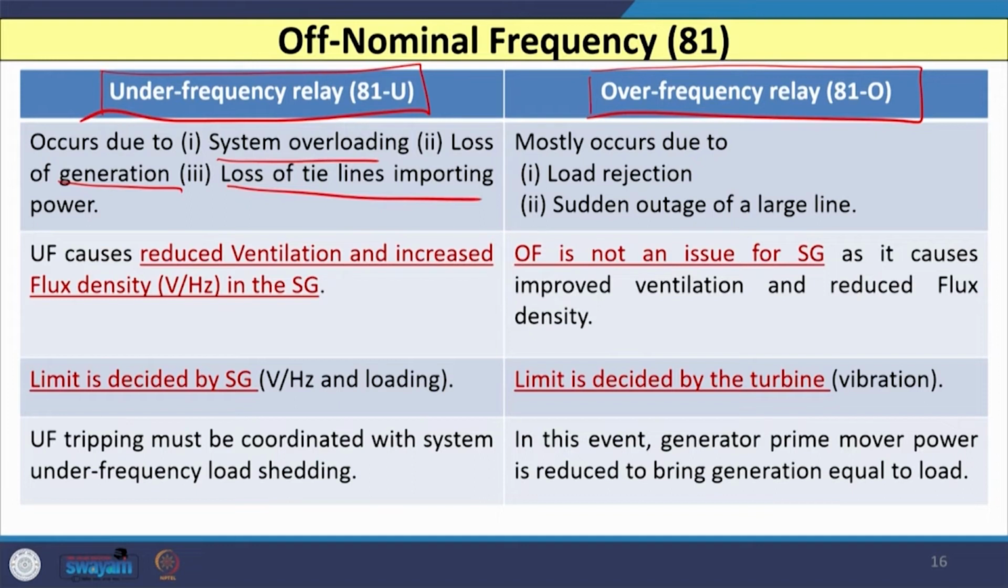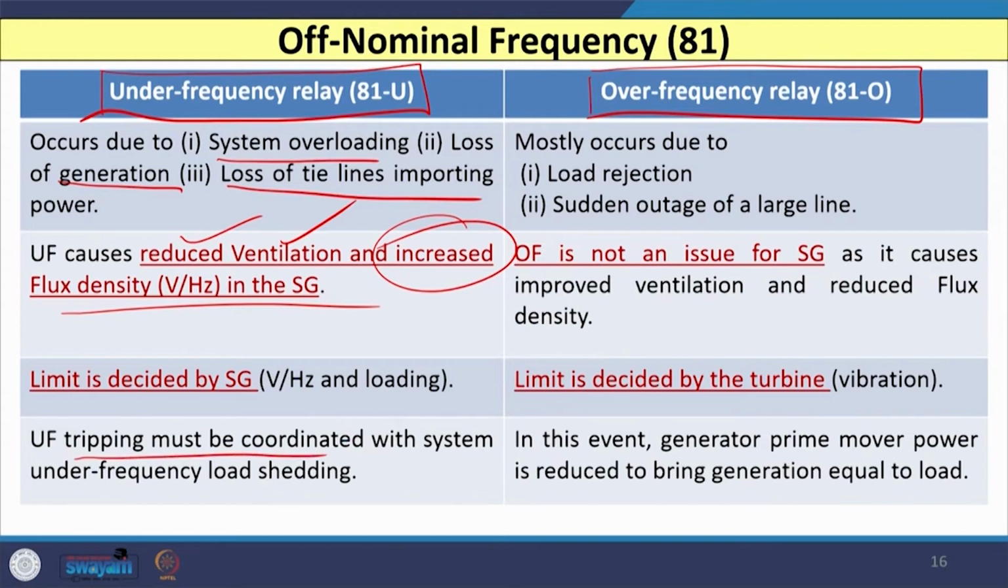So, whenever the under frequency situation is there, that is going to cause reduced ventilation and increased flux density, so V by Hertz in the synchronous generator. This limit is normally decided by the synchronous generator itself. So, the V by Hertz limit is there in the synchronous generator, and based on this and the loading of the synchronous generator we can define the limit of under frequency. Under frequency tripping is normally coordinated with the load shedding scheme, which we will discuss later on.